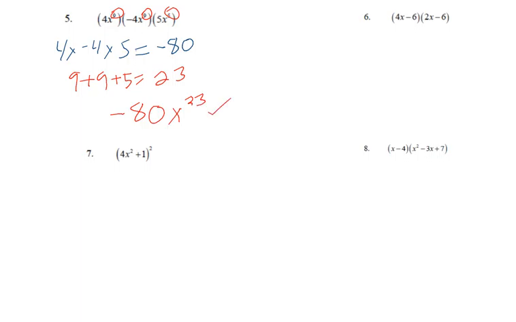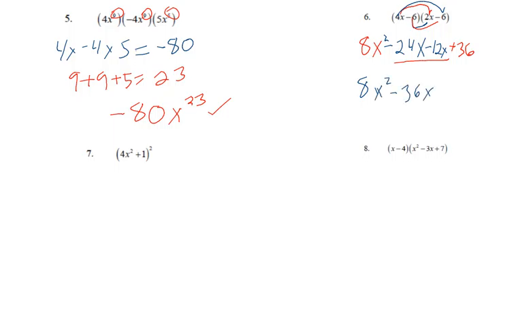Question 6 is a FOIL problem. Here's how it works. 4x times 2x is 8x². Then 4x times negative 6 is negative 24x. Oh, I'm sorry, the first is x squared. Negative 6 times 2x is negative 12x. And finally, negative 6 times negative 6 is plus 36. When you get this far, the middle terms combine. So you're left with 8x² minus 36x plus 36.